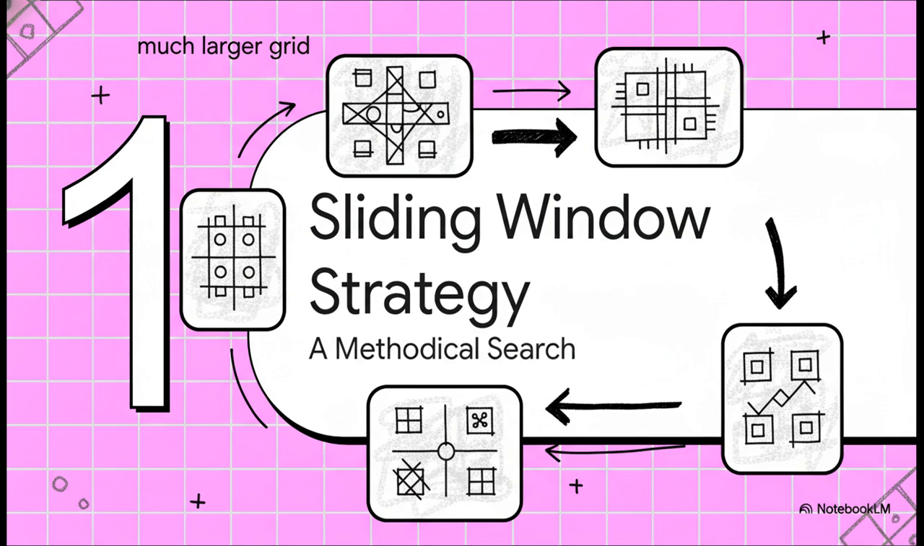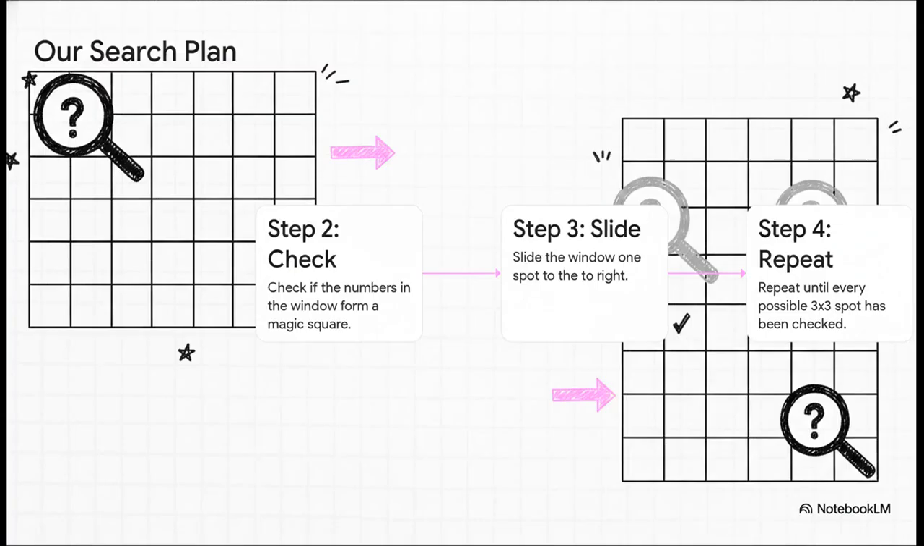So, how on earth does a computer search for this pattern inside a much, much bigger grid of numbers? It doesn't guess. It doesn't have intuition. It uses a beautifully simple and methodical plan called the sliding window strategy. Think of it like this. You have a 3x3 magnifying glass, and you place it right at the top left corner of the big grid. The computer looks inside that window and asks one question: is this a magic square? Then it just slides the window one spot to the right and asks again. It does this all the way across the row, then moves down one line and starts again. It's methodical, it's thorough, and it is guaranteed not to miss a thing.